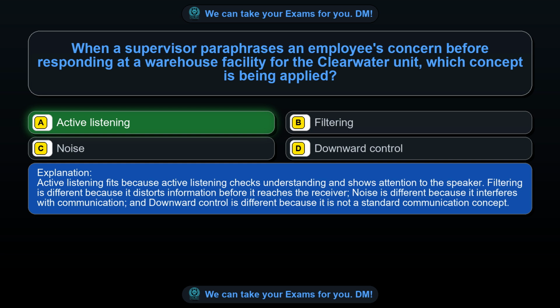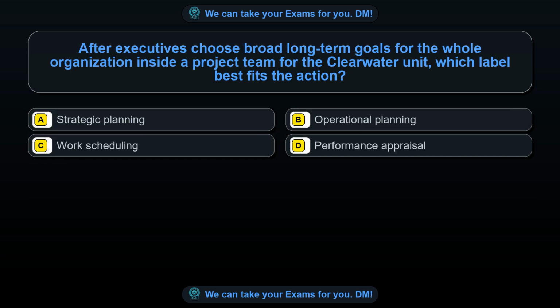Question 29. After executives choose broad long-term goals for the whole organization inside a project team for the Clearwater unit, which label best fits the action? Option A, strategic planning. Option B, operational planning. Option C, work scheduling. Option D, performance appraisal. The correct answer is option A, strategic planning.